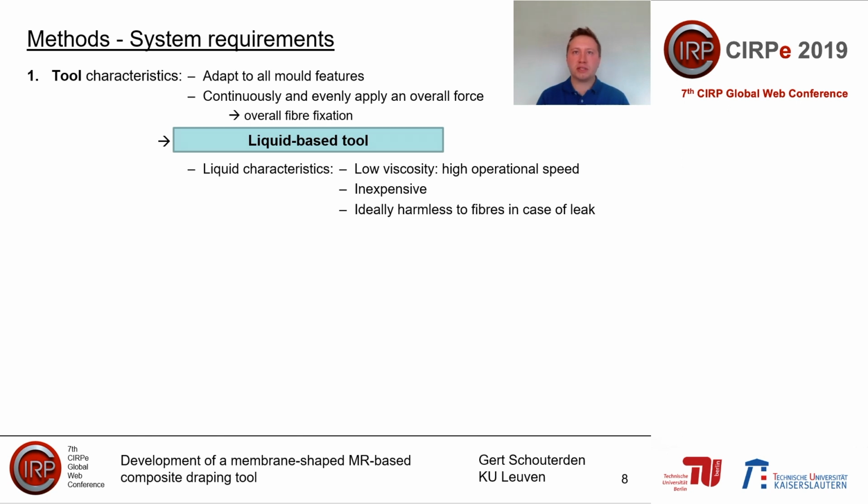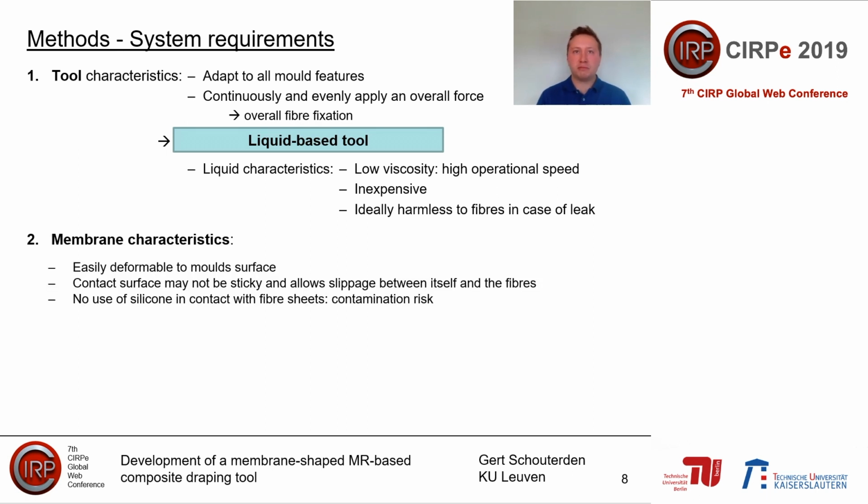When we look at the requirements of the tool, we see that we want a tool that can adapt to all shapes and sizes of the mold without a problem. Whilst doing this, it should also apply a continuous and even overall force that serves as an overall fiber fixation during the draping process. This characteristic we describe is the characteristic of a liquid, thus we went for a liquid-based tool. The further requirements of this liquid are that it needs to have a low viscosity to ensure operational speed. It should also be inexpensive, and ideally it should be harmless to the fibers in case of a leak.